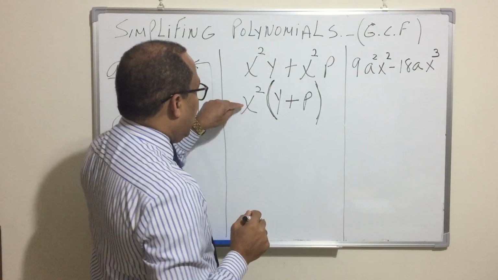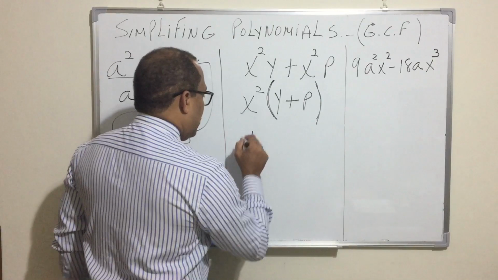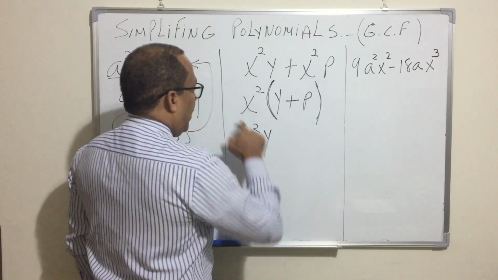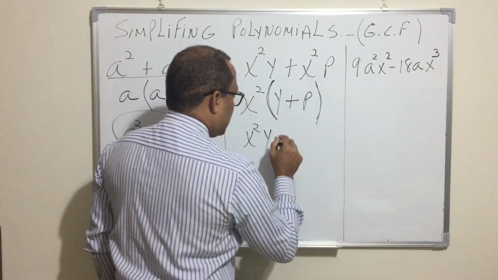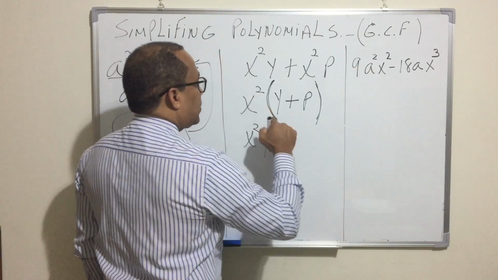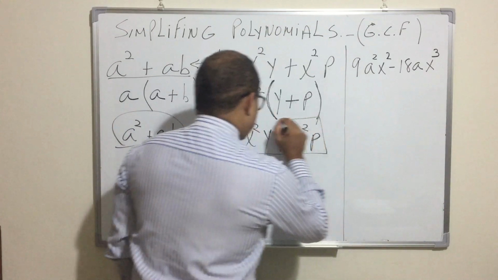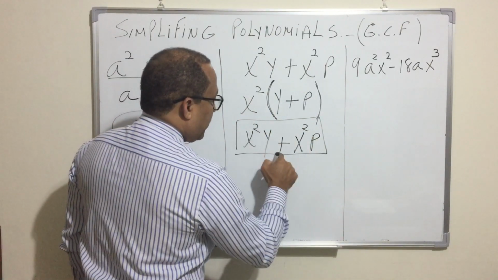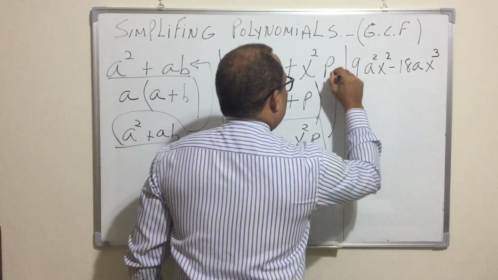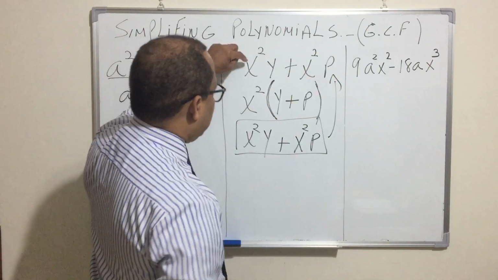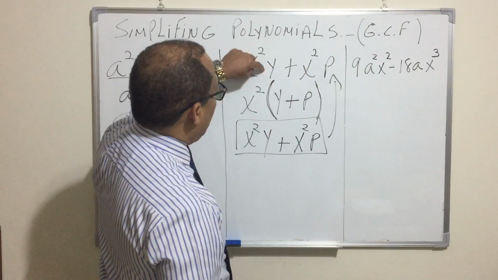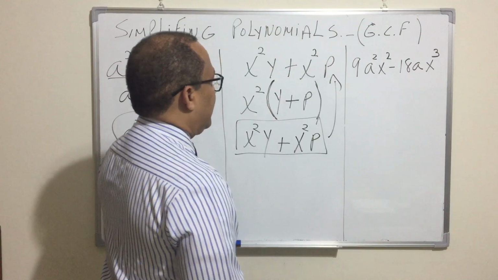So multiplying x to the second times y is equal to x to the second y. Positive times positive equals positive. x to the second times p is equal to x to the second p. x to the second y plus x to the second p. Yes, it is correct. I got the same result: x to the second y plus x to the second p.